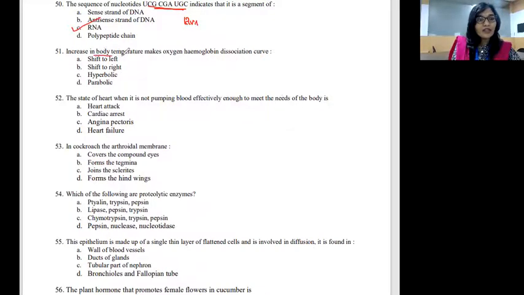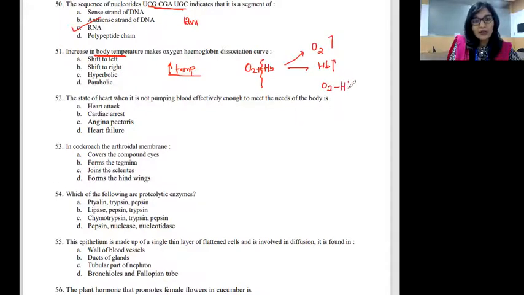Suppose there is an increase in body temperature. Whenever body temperature increases, the oxygen and the hemoglobin will dissociate. So the free oxygen and free hemoglobin will be more, and the oxygen and hemoglobin bound together will be very less. If we draw the oxygen dissociation curve, it will always shift to the right because of dissociation of oxygen and hemoglobin. So, shift to the right.